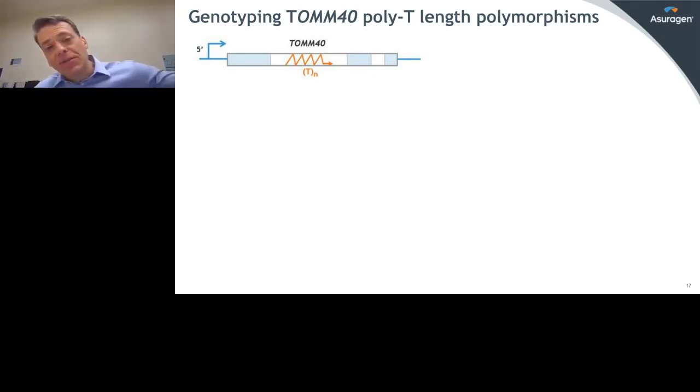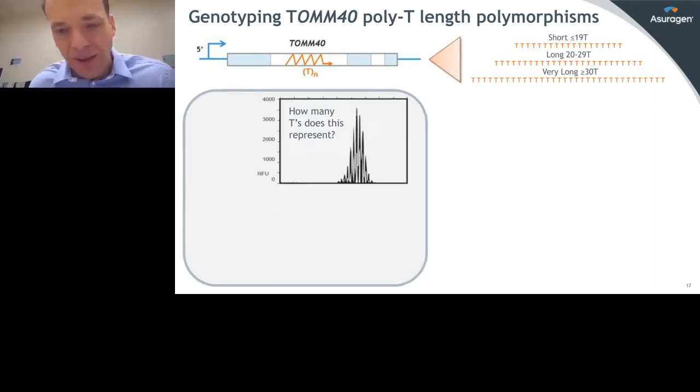So that's GC-rich. What about the other side? What about AT-rich sequence? So TOM40 is a gene that encodes a mitochondrial membrane translocase that has an intronic poly-T homopolymer repeat. And this repeat has been linked with the risk of age of onset in Alzheimer's disease, as well as the rate of cognitive decline in elderly individuals.